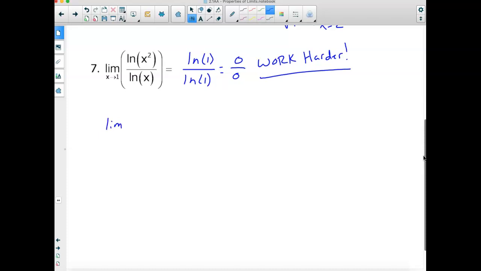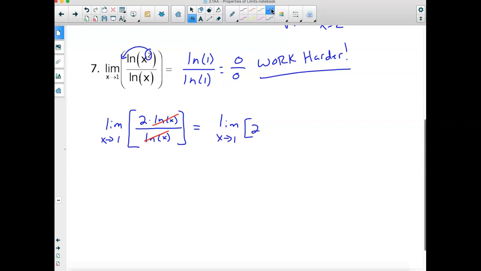We're looking at the limit as x approaches 1 of, there's a little thing with logs that was called expand and condense. We had a power rule here. Boom! Numerator is really 2 times ln x over ln x. That's right. I have a common factor of ln x, which is actually going to equal the limit as x approaches 1 of 2. The limit of a constant is the constant.